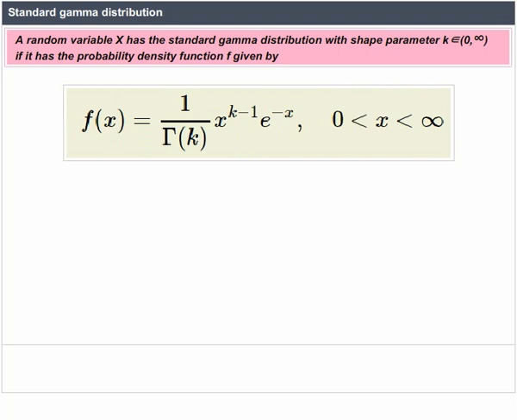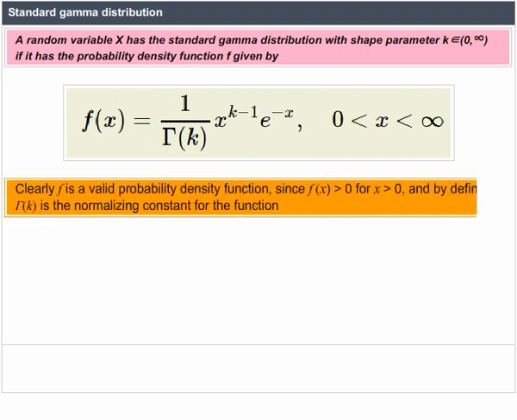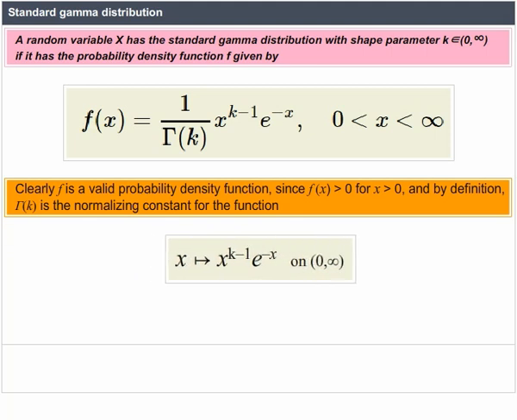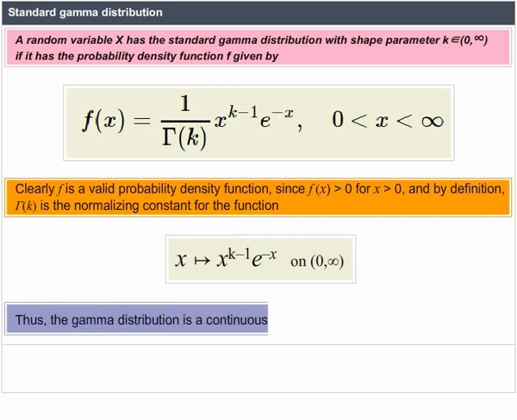Clearly, f is a valid probability density function since f(x) > 0 for x > 0, and by definition Γ(k) is the normalizing constant for the function x ↦ x^(k-1) e^(-x) on (0, ∞). Thus, the gamma distribution is a continuous distribution on (0, ∞).